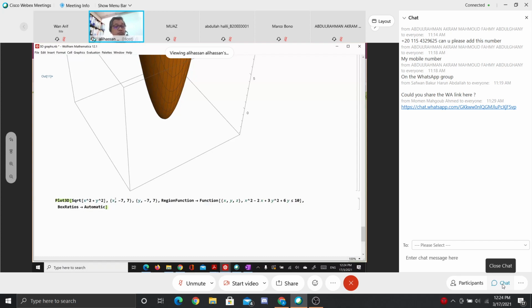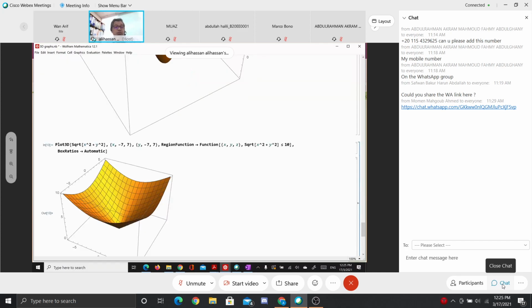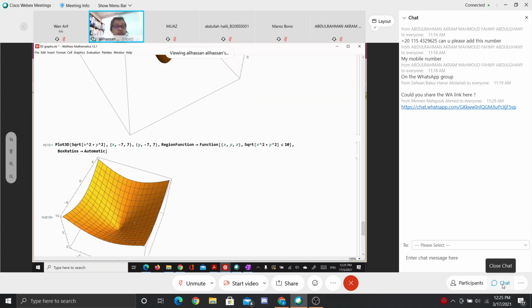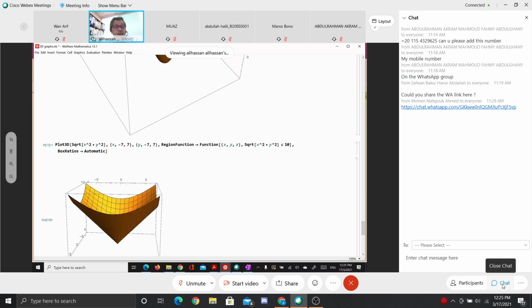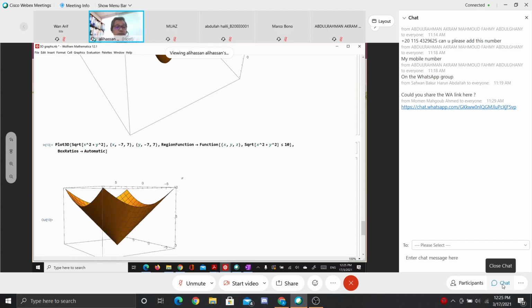Let's limit the domain, x between -7 and 7, and the region function where we want the square root to be, say, less than or equal to k, right? Let k here be less than or equal to 10. Shift enter. Yeah, so this is what it looks like. It is a cone.